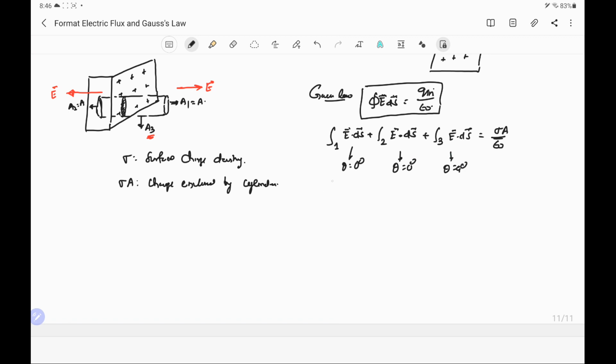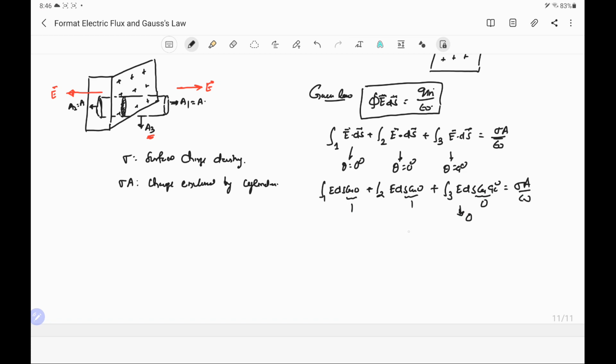Therefore, when we expand these dot products, for surface 1 it is E ds cos 0, plus for surface 2 E ds cos 0, and for surface 3 E ds cos 90 degrees, and it is equal to sigma A by epsilon naught. Cos 0 is 1, and cos 90 is 0. So this third integral will be 0.